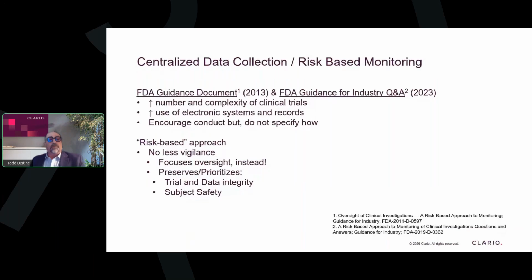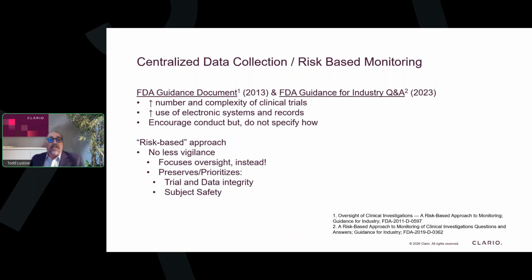So this is where centralized data collection and the application of risk-based monitoring comes in. I want to briefly cover this, but very quickly transition to the actual concepts and applications we have found that can be practically applied to assure recognition of emerging issues and indeed offer opportunities to intervene. FDA has issued a guidance document, which was then followed by a Q&A document on this topic. This first was released in 2013, and the Q&A in 2023 to follow up.